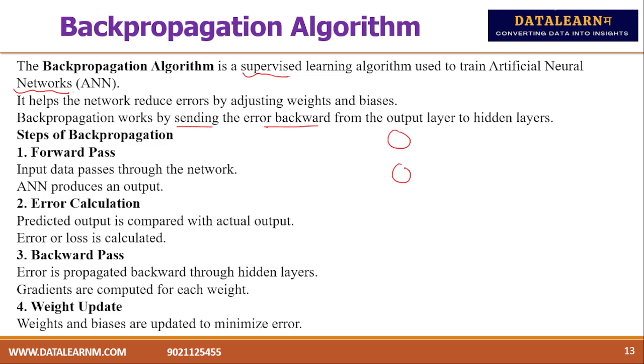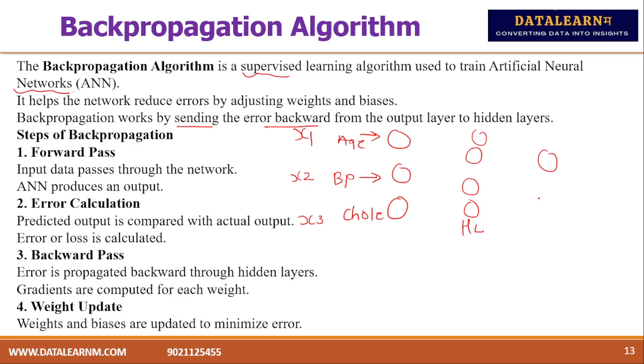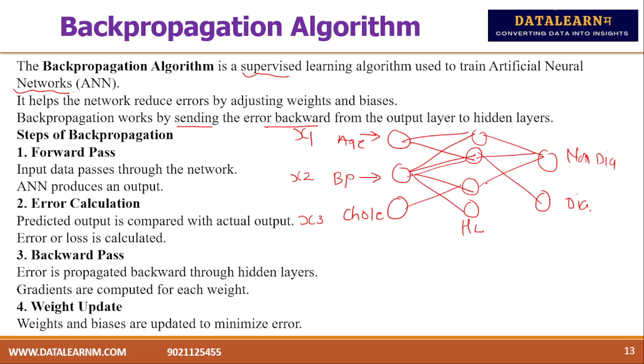How is the structure? Suppose we have these three inputs x1, x2, x3. Age is there, blood pressure value is there, then cholesterol value is there. These three inputs are there, correct? Then we have the hidden layer, HL, and the last one is the output, non-diabetic or diabetic, right? These neurons will be connected internally. Each neuron is connected to the next layer. So you will have this structure. Whatever is happening in this way is known as the forward pass.